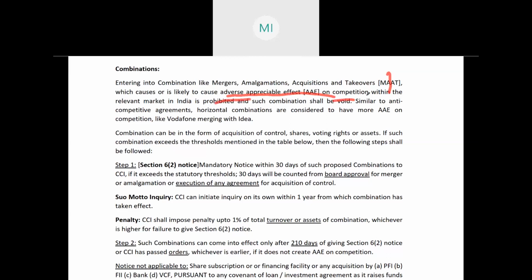Simple. Now, a combination can be in the form of acquisition of control, this, that. If it exceeds the thresholds mentioned in the table below, we'll see the table in the next thing, the following things are to be done. See, remember, all these steps have to be followed only if it exceeds the thresholds given in the table. Okay, so we'll see the thresholds first.